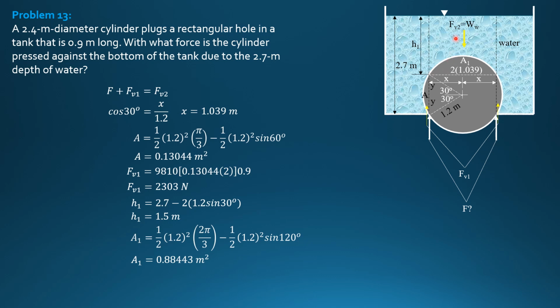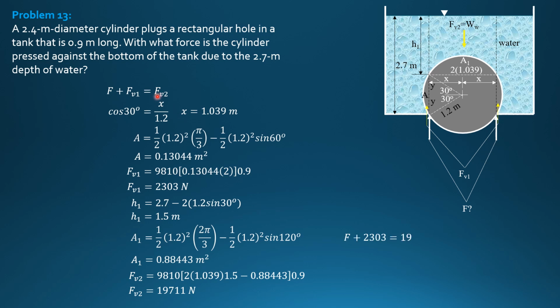FV2 is specific weight of water times volume, and the volume is this area of water here times 0.9 perpendicular to the board. And this area of water section is area of rectangle 2 times 1.039 by h1, 1.5, minus area 1. So FV2 is 9810, 2 times 1.039 horizontal dimension of rectangle, height 1.5, minus area 1. So that's the area of the water section above this curve, then times perpendicular to the board 0.9. So FV2 is 19711 newtons.